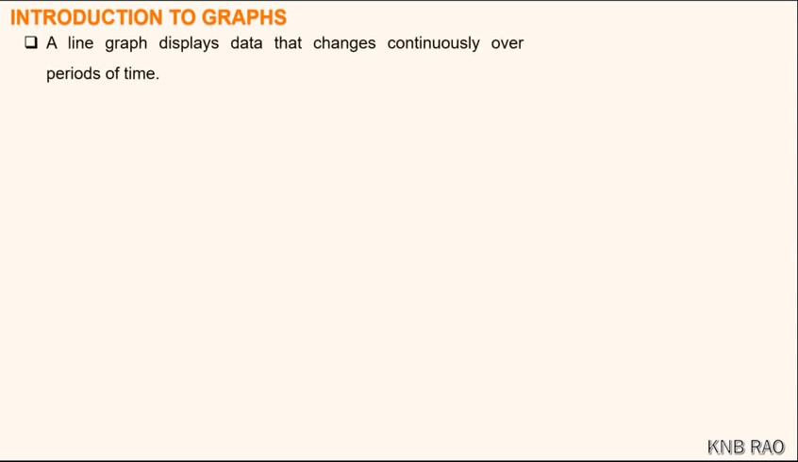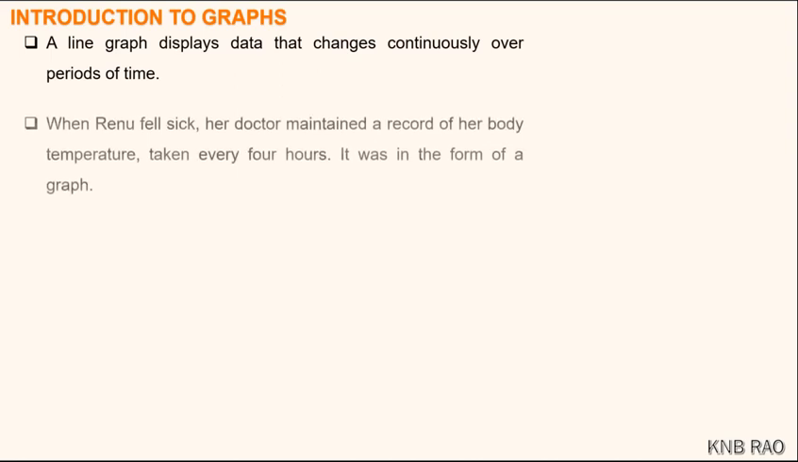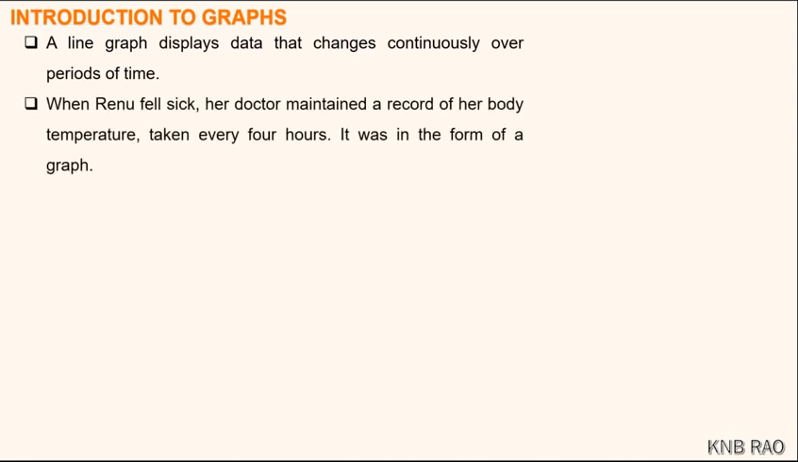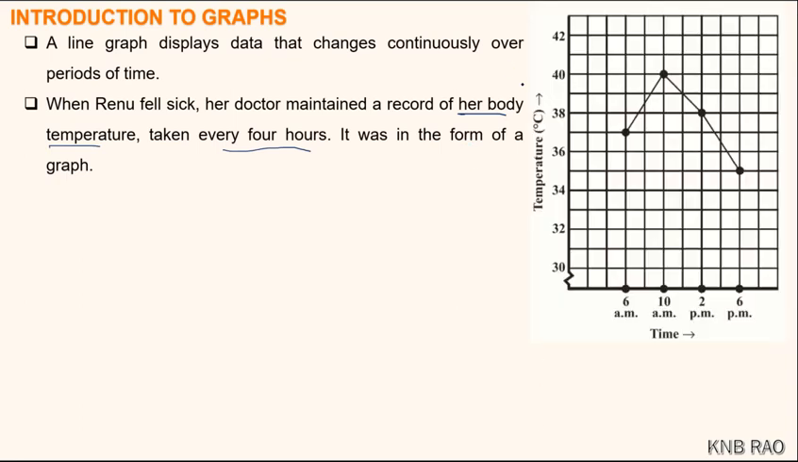Then moving further, a line graph displays data that changes continuously over a period of time. So, let's take one example. When Renu fell sick, her doctor maintained a record of her body temperature taken every 4 hours. So, for every 4 hours her body temperature was recorded, and that was shown on a graph. It was in the form of a graph that I am giving.